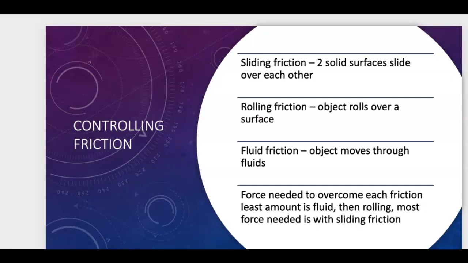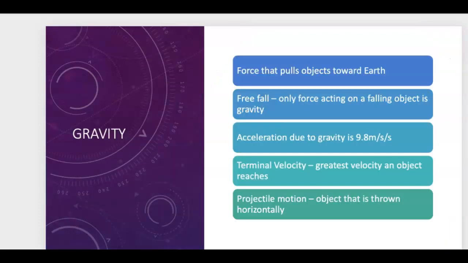So if I ask a question like, put in order easiest to hardest, then I would put fluid friction as the easiest friction to overcome, then rolling friction, then sliding friction. All three of them still depend on the type of surface and how hard you're pushing each other against each other. The other kind of force we're going to look at is called gravity.